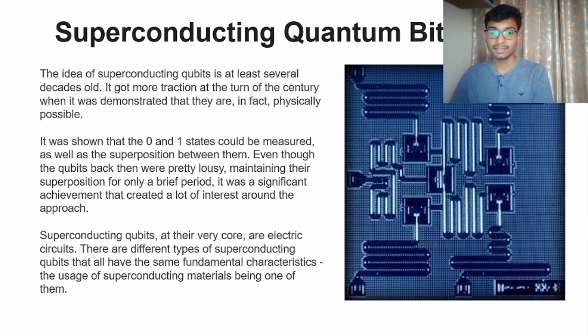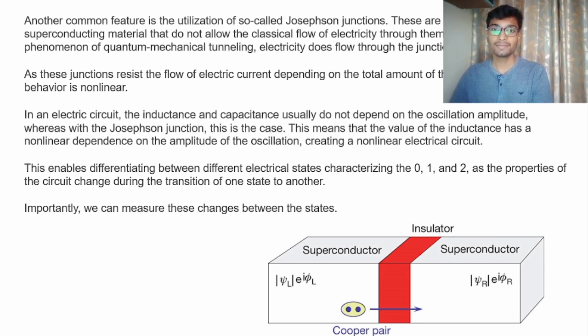Superconducting qubits, at their very core, are electric circuits. There are different types of superconducting qubits that all have the same fundamental characteristics, the usage of superconducting materials being one of them. Another common feature is the utilization of so-called Josephson junctions. These are points in the superconducting material that do not allow the classical flow of electricity through them. However, due to the phenomenon of quantum mechanical tunneling, electricity does flow through the junction in tiny amounts.